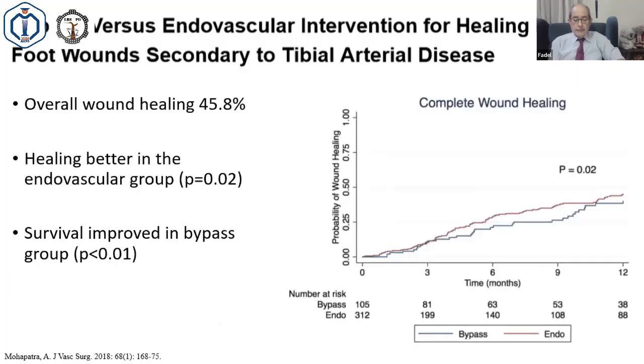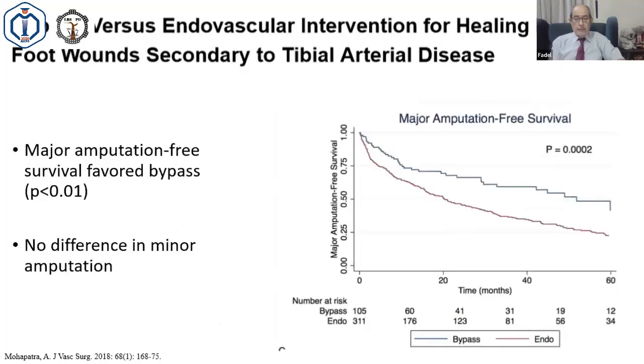And they showed that the overall wound healing rate was about 45 to 46%. Healing was better in the endovascular group, but survival improved in the bypass group. And major amputation-free survival favored bypass, while there was no difference in minor amputation in these groups.